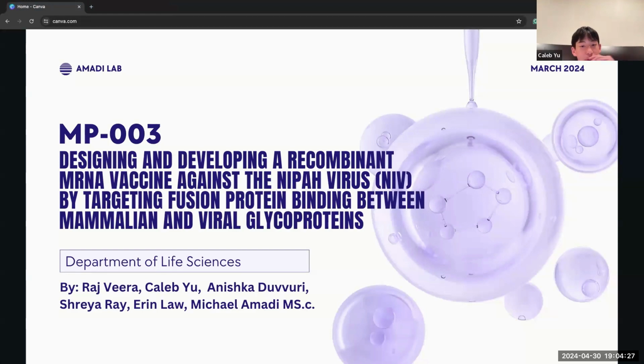Hi everyone. We're the Madi Lab, MP003, and our project is designing and developing a recombinant mRNA vaccine against the Nipah virus by targeting fusion protein binding between mammalian and viral glycoproteins.